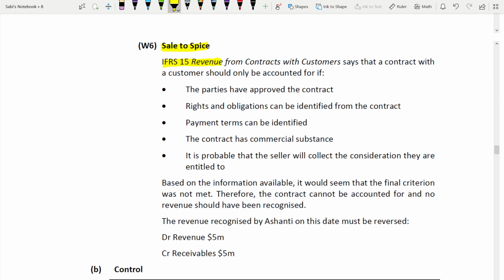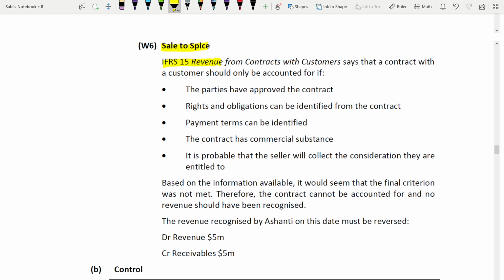Parties have approved the contract. Both parties have approved the contract. Rights and obligations can be identified. From the contract, you can see what are the rights and obligations of each party. Payment terms can be identified. How much they are entitled to receive or how much they have to pay. Fourth, the contract has commercial substance. Yes. All these are explained in IFRS 15 in detail. Okay. So you can check my video on IFRS 15. The contract has commercial substance.